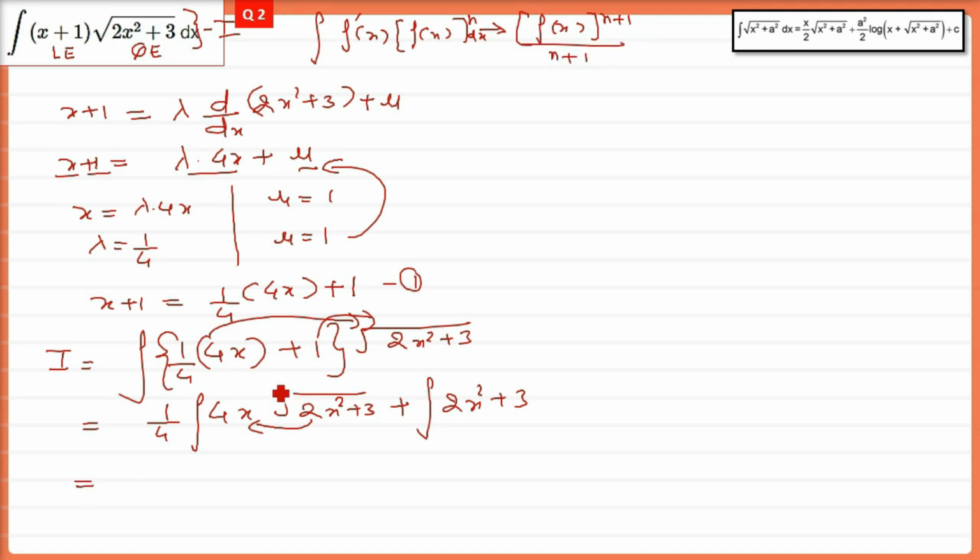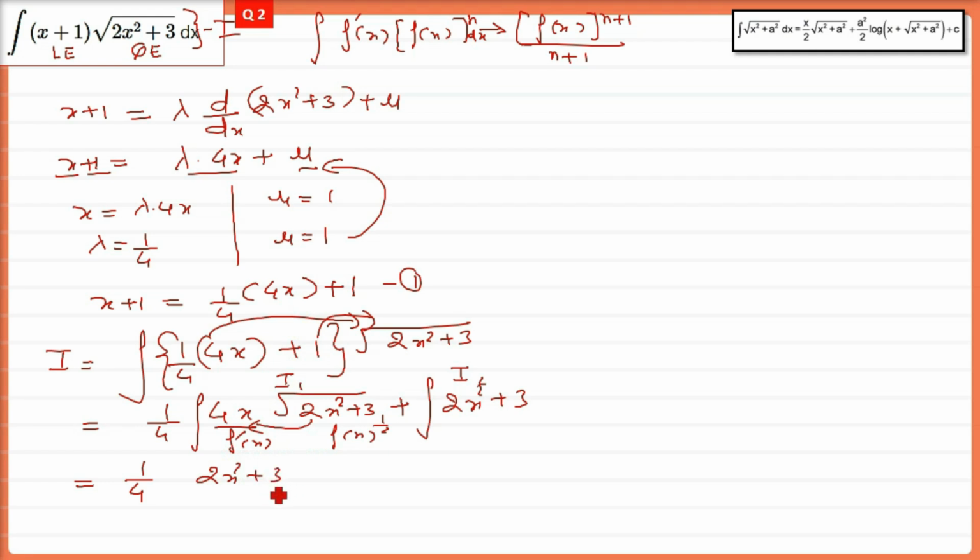Now what do you see here? 4x is the differentiation of 2x square plus 3. So actually 4x is f dash x and 2x square plus 3 is fx and the power is under root, which is n. What is under root? Under root is half only. So fx to the power half is under root 2x square plus 3. And f dash x is 4x, which is the differentiation of 2x square plus 3.